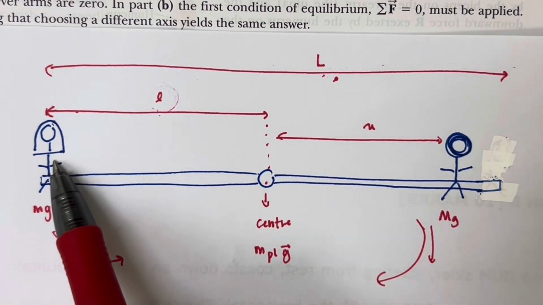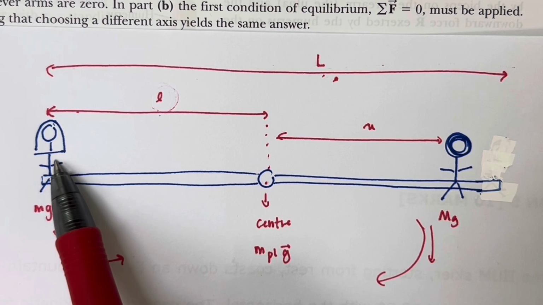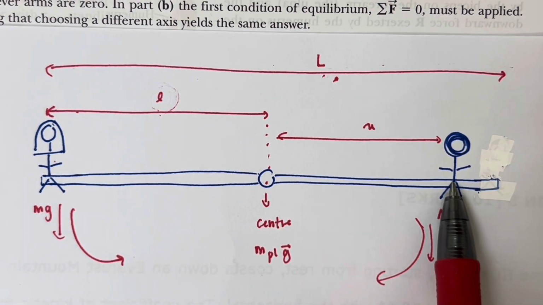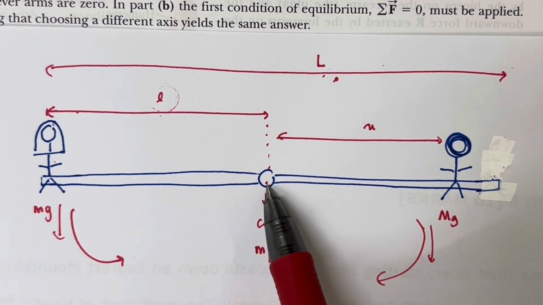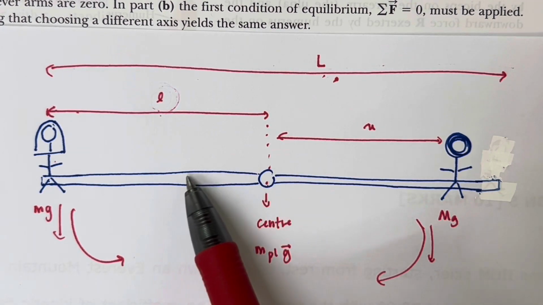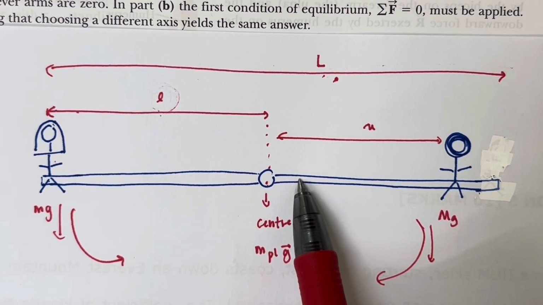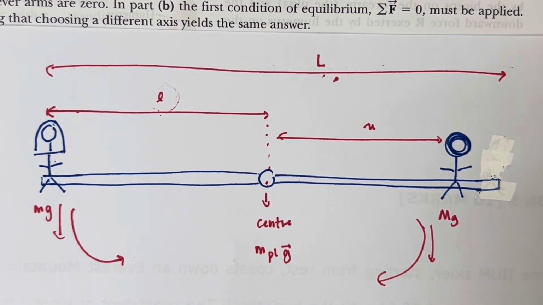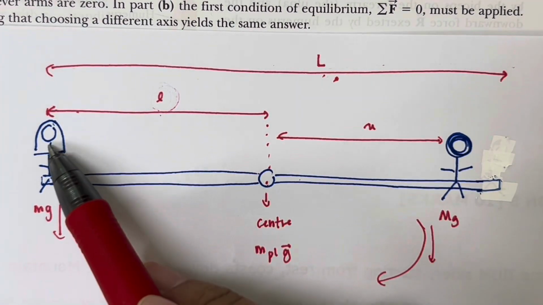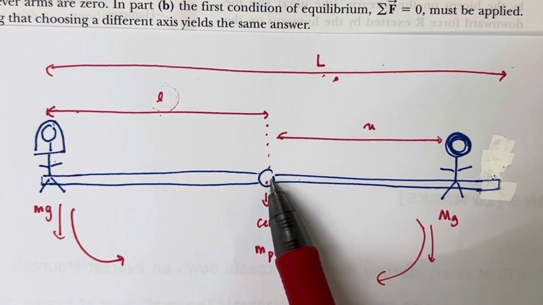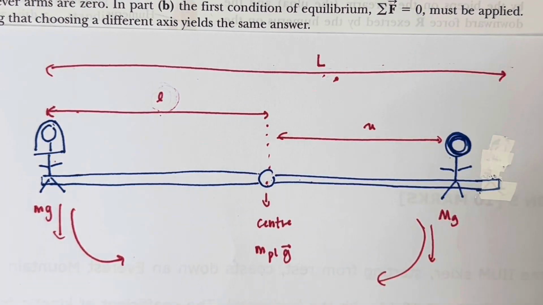So we have the first subject here, which is the woman. We have the second subject, which is the man. We have the pivot as the third object, and we have the plank as the fourth object. So that's why we have 4 torques: first object, second object, third object, fourth object.